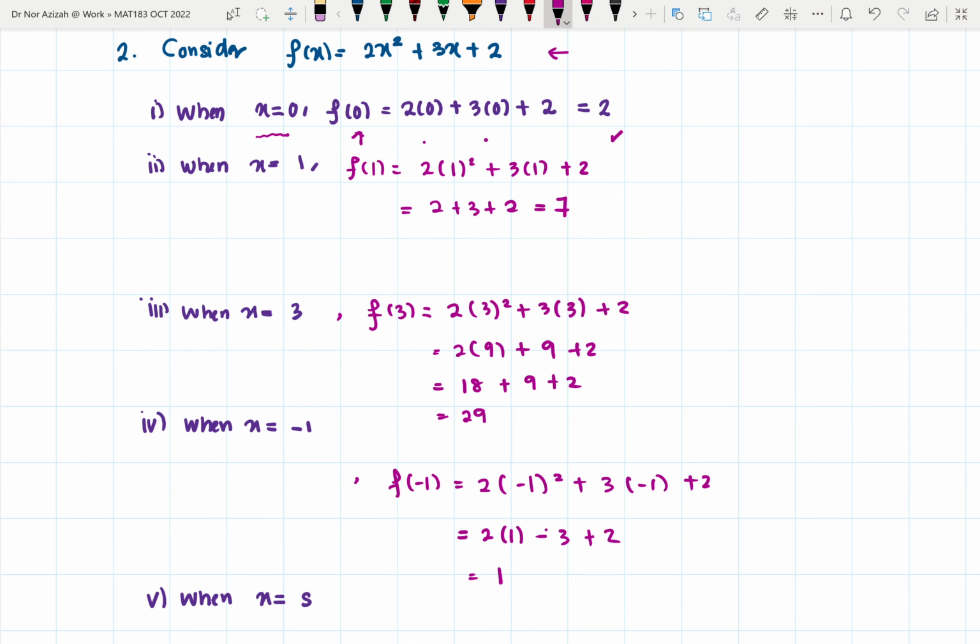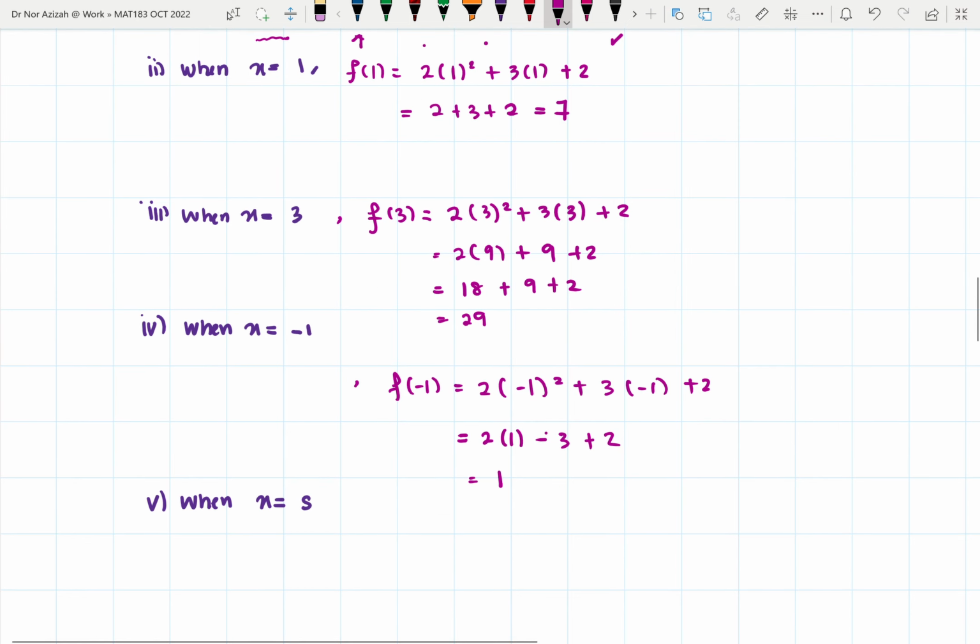Now what happens when x equals s? Just like before, f of s equals 2s to the power of 2 plus 3s plus 2. This is the answer when you replace x by s.